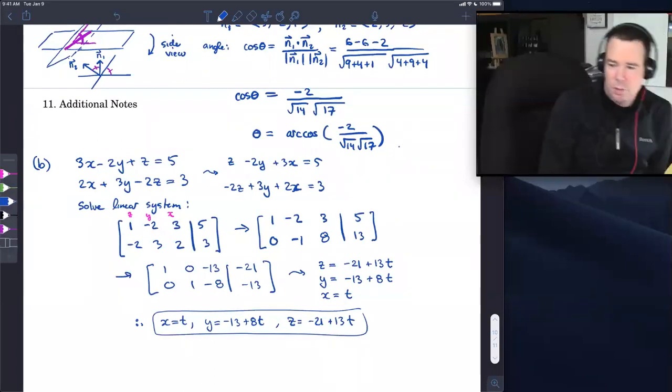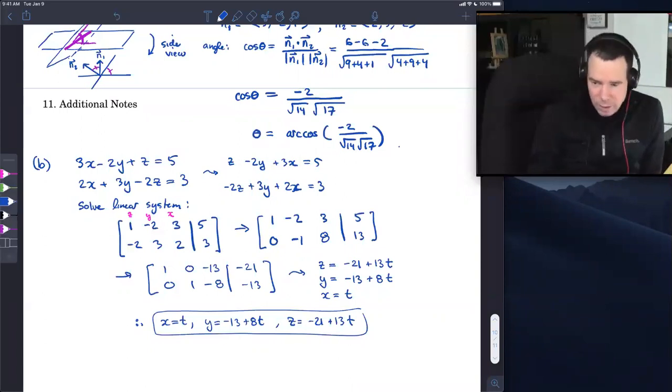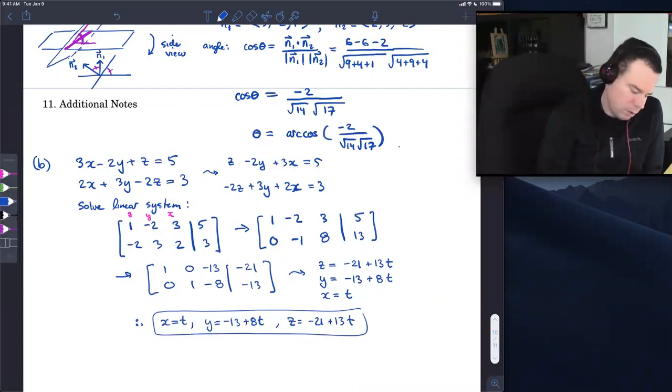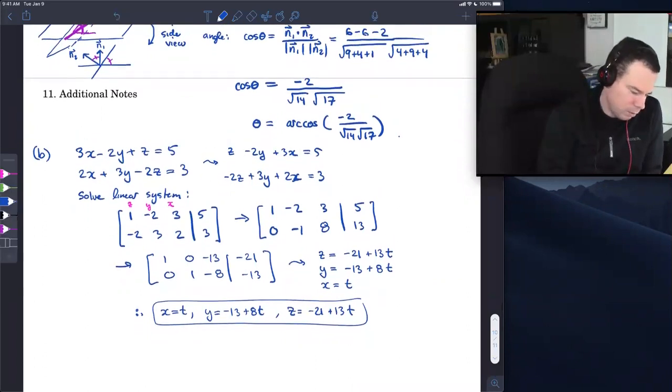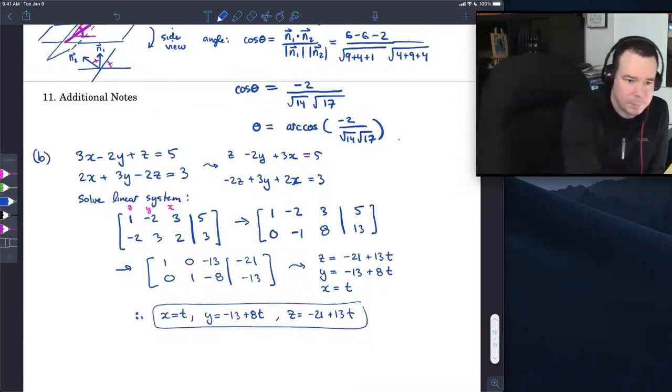It gives us a vector in the direction of the line. We can read that off, 1, 8, 13, but we also get a point on the line just by plugging in t equals 0: 0, -13, -21. So we can extract that information from this line, a point and the direction that it points in.